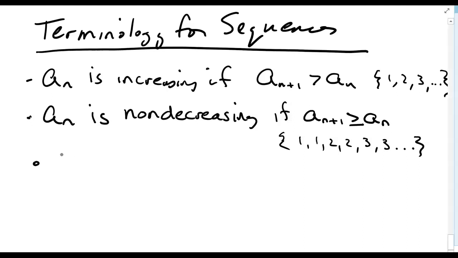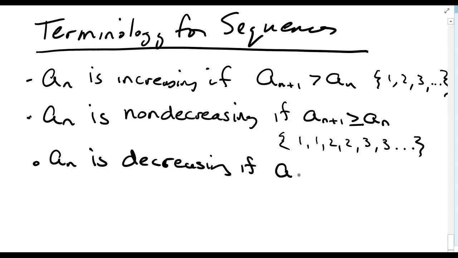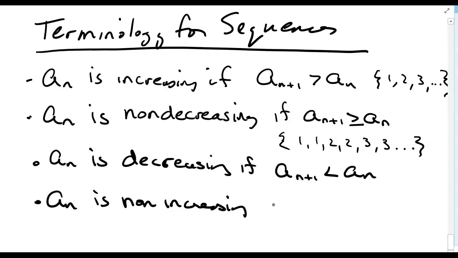As we do the same definitions for decreasing. Of course, if a_(n+1) is less than a_n, then you've got it, decreasing. Non-increasing if a_(n+1) is less than or equal to a_n. So a decreasing function is always non-increasing, but a non-increasing function is not always decreasing. Again, just think over that one.